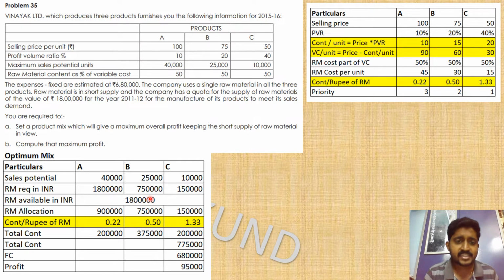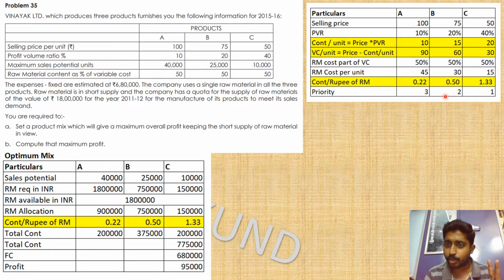So how much raw material is available for us? 18 lakh is the total availability. Which is the first priority for us? C is highly profitable because the contribution per rupee of raw material is highest for C. So I am allocating the complete 1.5 lakhs which is required for C first. Second priority is for B.